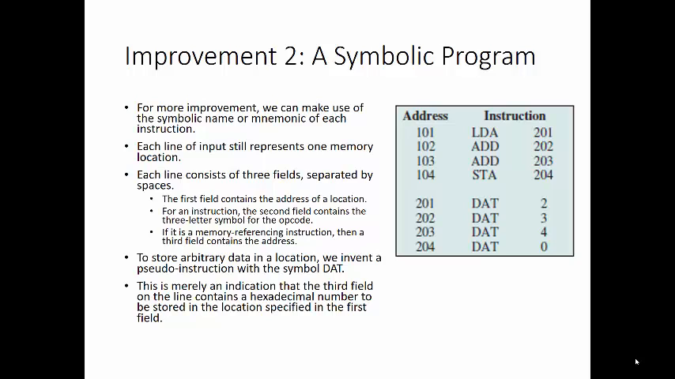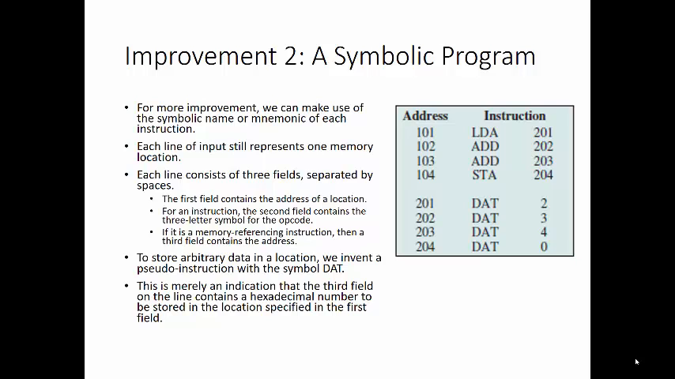So, for example, address 101 has load into the accumulator 201. That's loading the data value from location 201 into the accumulator. And to store arbitrary data in a location, we invent a pseudo instruction with the symbol DAT, which indicates make data that corresponds to this decimal value. For this type of input, we need a slightly more complicated program. The program accepts each line of input, generates a binary number based on the second and third fields, and stores it in the location specified in the first field.